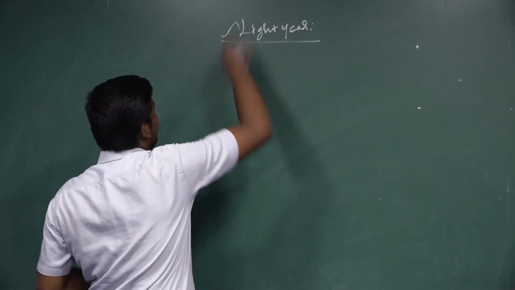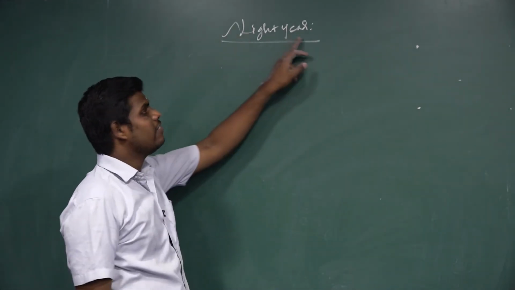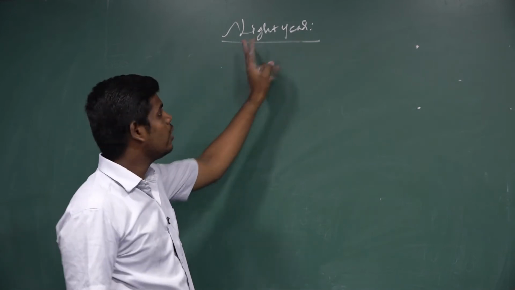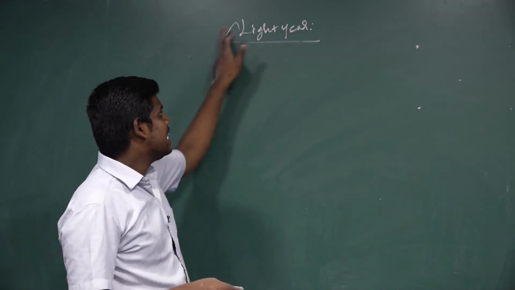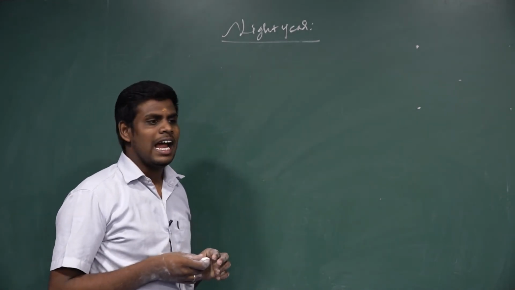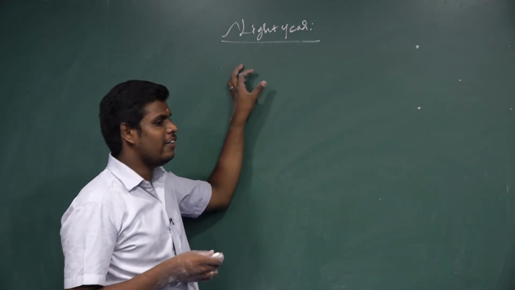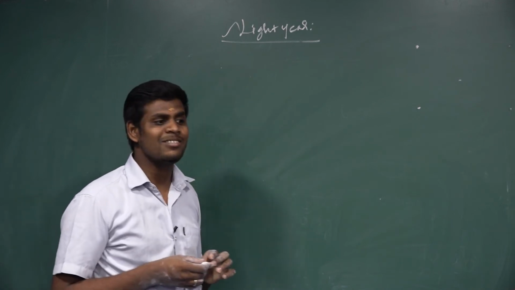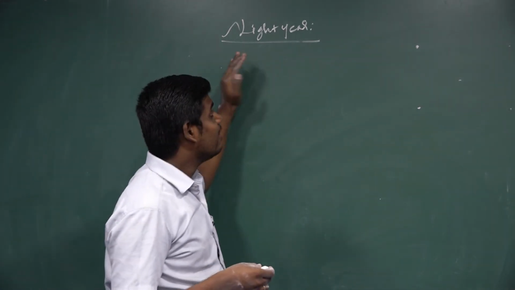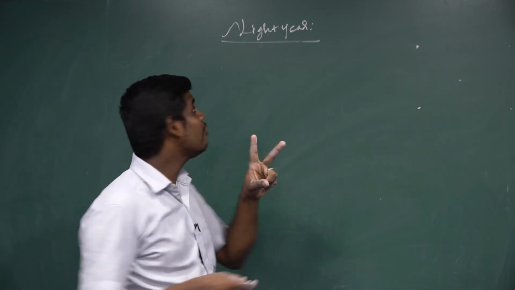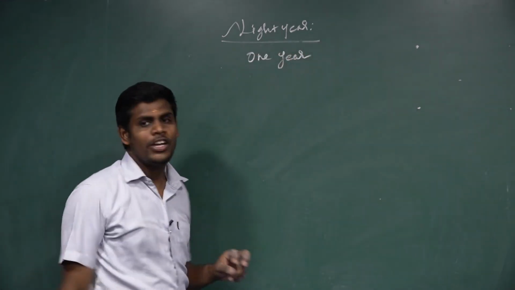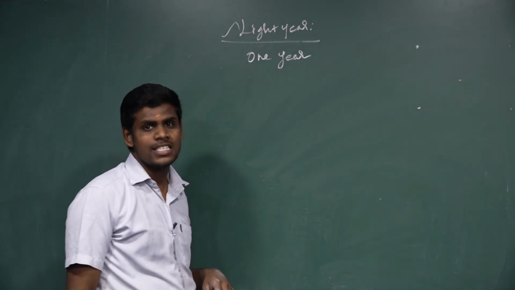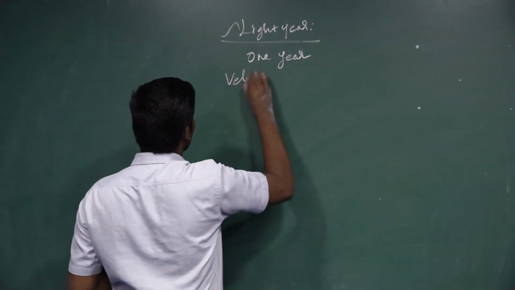Next we move to the light year. In Tamil we say Oliyandu. What is the definition of light year? Light year is defined as the distance travelled by light in vacuum during a period of one year. We know the constant value of the velocity of light.